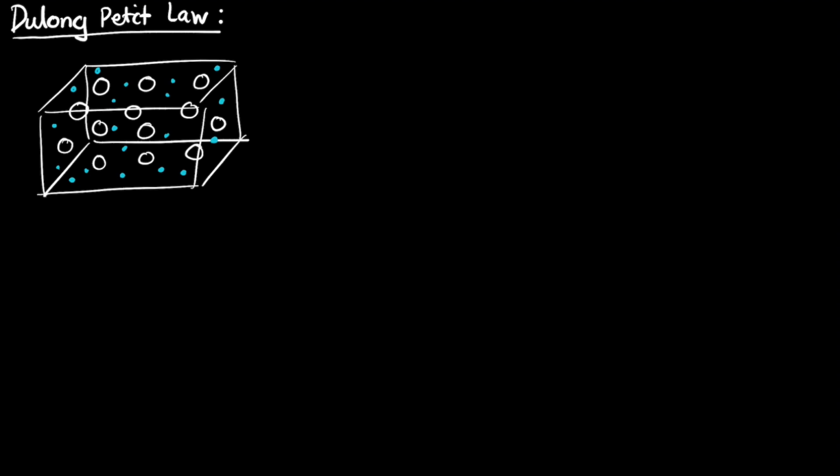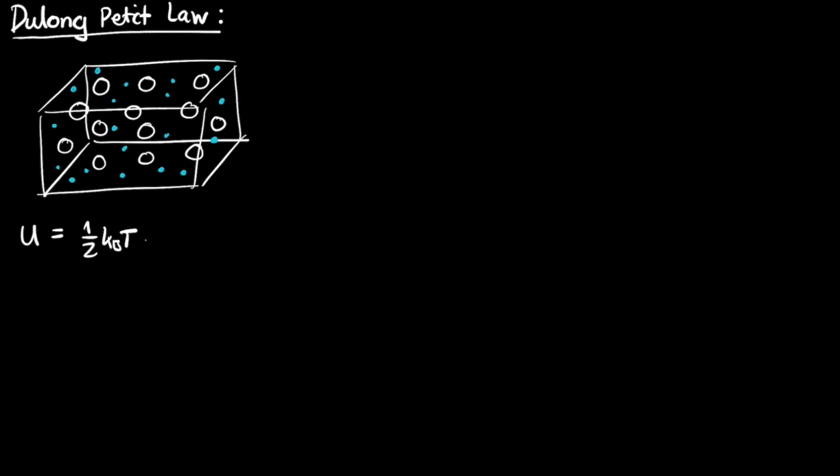But yeah, we're going to get into all that in a lot more detail later on. We're just going to talk about the Dulong-Petit law for the moment, which you can get directly from the Equipartition Theorem. So what is the Dulong-Petit law? Well, we know that U, the internal energy, is 1/2 kBT multiplied by the number of degrees of freedom.